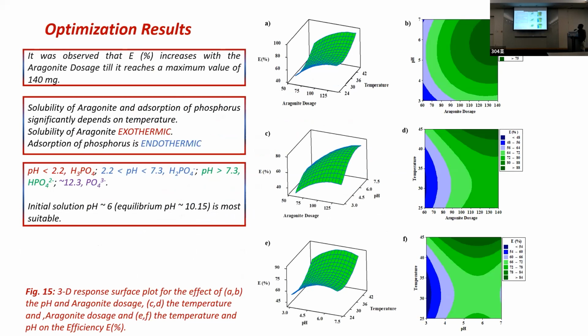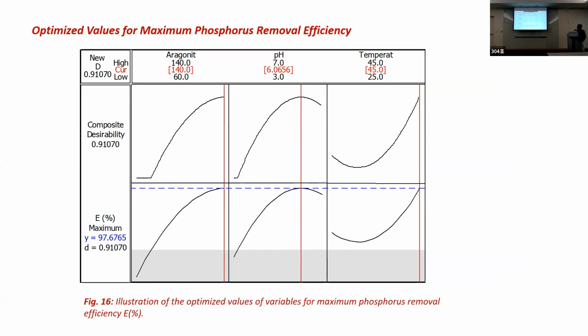It was observed that efficiency increases as the aragonite dosage increases. Second, the solubility of aragonite and adsorption of phosphorus significantly depend on temperature. The solubility of aragonite is exothermic and the adsorption of phosphorus is endothermic. Means the dissolving of aragonite and the reaction between calcium and phosphorus are totally opposite. That's why an optimum temperature was found suitable. For pH, around 6, which at equilibrium is around 10, was found optimum for maximum efficiency. The aragonite dosage of 140 milligram, initial pH around 6, and temperature around 45 was found to give 97.67% efficiency.